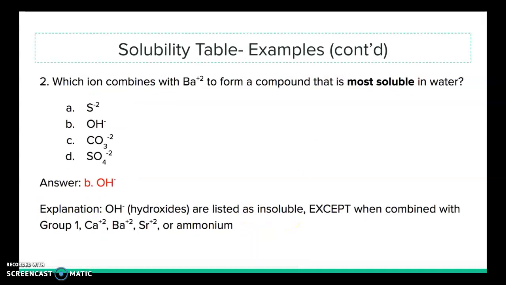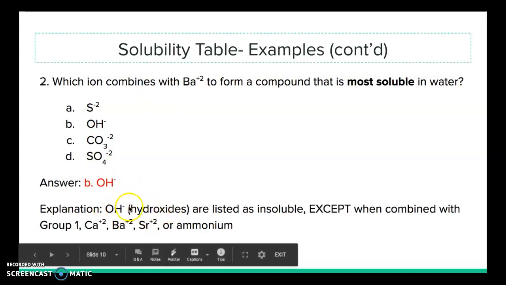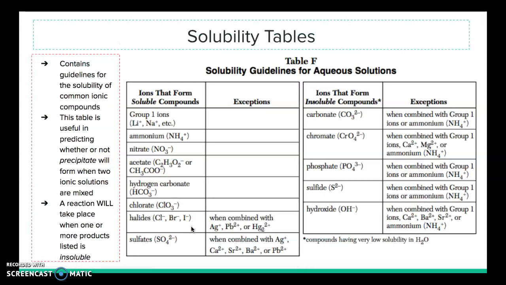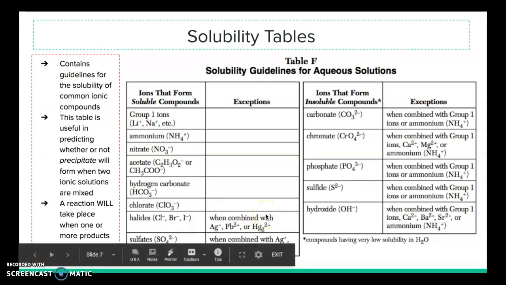Then the last example, which ion combines with barium to form a compound that is most soluble? So we want soluble answers now. So we're going to go to barium. Oh, I'm sorry, this one's a little tricky. We are not going to go to barium. Barium's not one of the ones listed on our table F. We have to look for each of these individual ones. So if you go to table F, you're going to notice that our hydroxide group are listed as insoluble except when combined with group 1, calcium, barium, strontium, or ammonium. All of the other examples that we have in this problem are always insoluble.